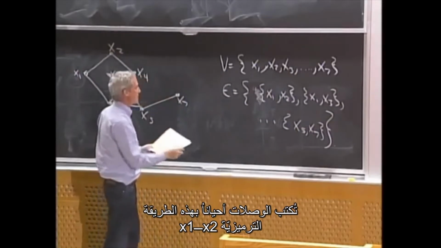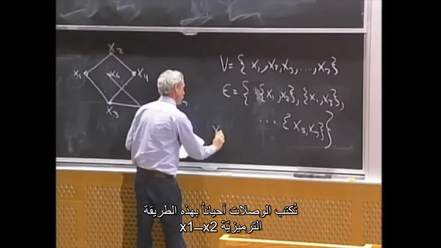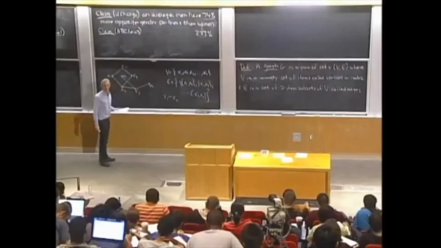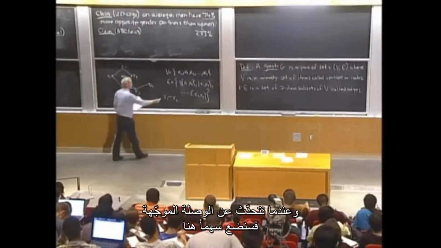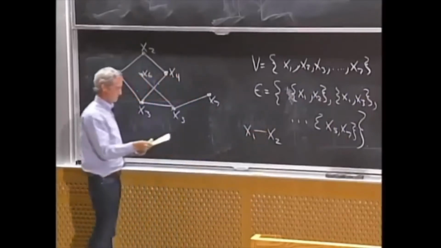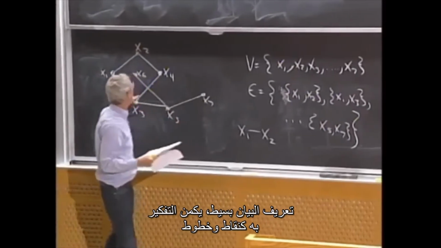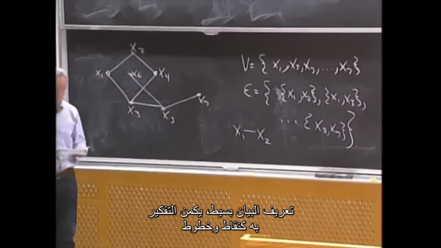Edges are also sometimes written with this notation. x1 line x2 is another notation. And then later when you talk about directed edges, we'll put a little arrowhead on one end of this. Now, the definition of a graph is really pretty simple. Just think of it as dots and lines if you want.